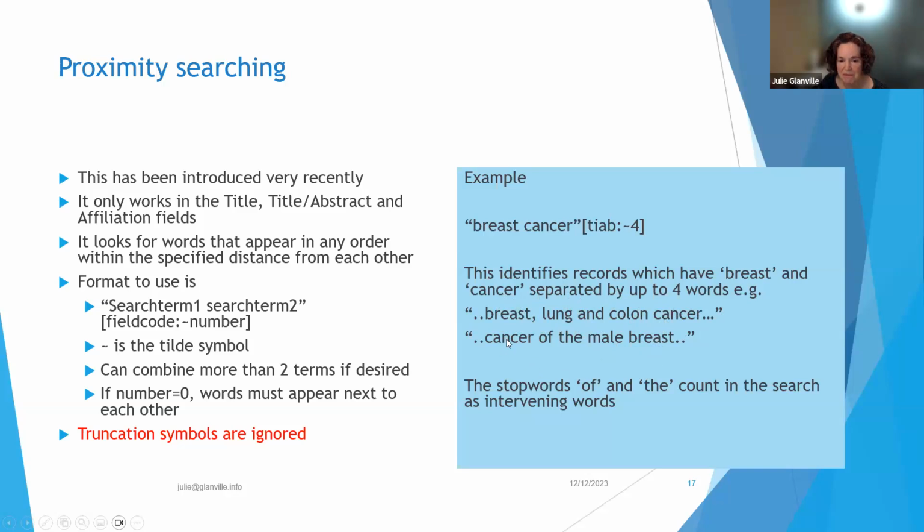And in this case, we have the terms in the reverse order. We have cancer first, and we have breast following it, and we have 3 words in the middle. The important thing to know with proximity searching is that the stop words, these are the common words in the database, such as of and the, that typically don't appear in searches, do count in the proximity search.